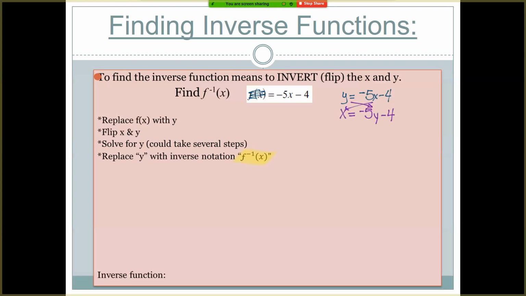For the third step, we're going to solve for y, and this could take several steps in itself. So we just want to get y by itself. Add 4 to both sides, so x plus 4 equals -5y. Then we're going to divide both sides by -5. The easiest way is just take that whole left side and divide it by -5. You could do every single term individually, but this is the fastest way to do it. So now we have x plus 4 divided by -5 equals y.